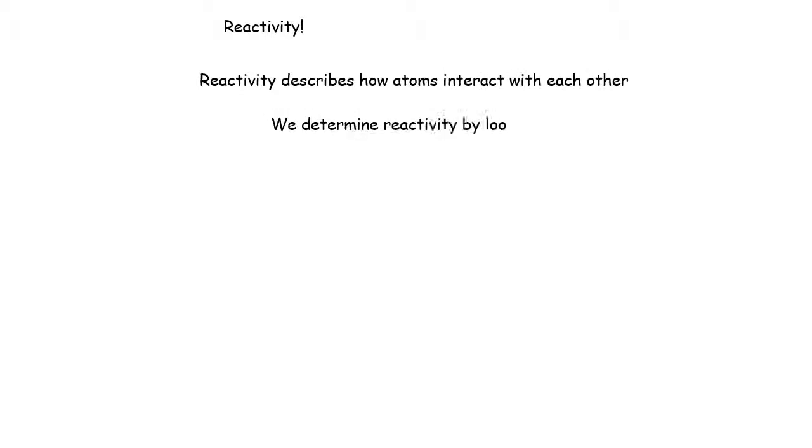So reactivity. Remember from yesterday that reactivity describes how atoms interact with each other. We determine reactivity by looking at valence electrons. Now, valence electrons, remember, are electrons on the outermost shell of an atom. They move freely when there's less than 8, and they are what make atoms reactive. So please remember that definition.